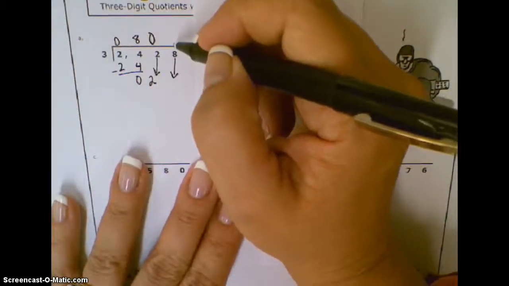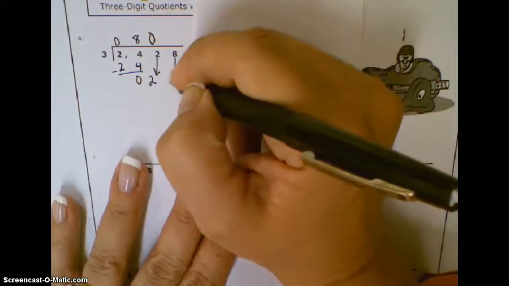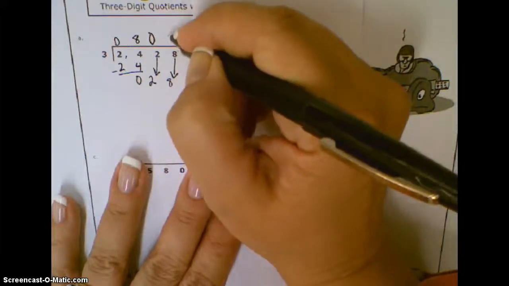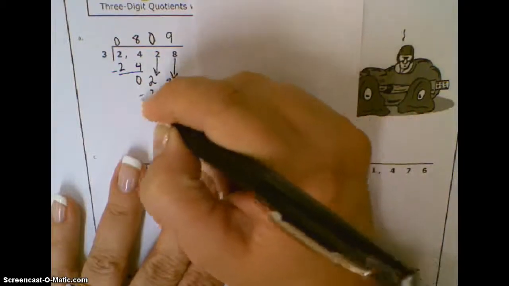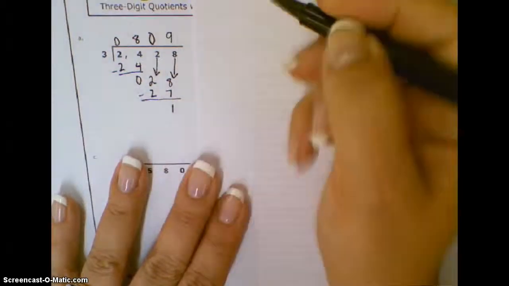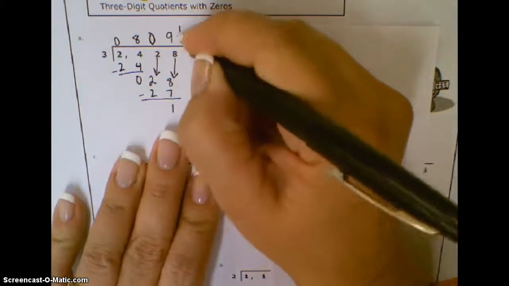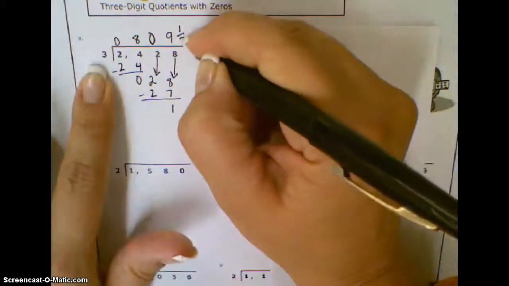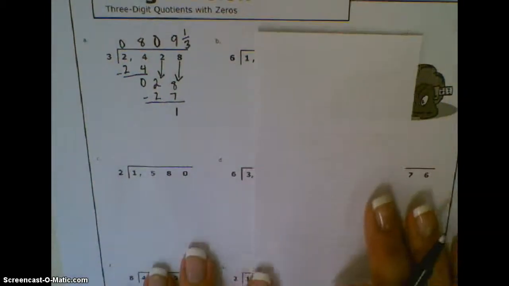3 times 8 is 24. 3 times 9 is 27. That's probably the closest I can get, is 3 times 9 at 27. I can subtract and I get a remainder of 1. And we're going to express it as a fraction, so we'll take 1 and we're going to put it over the divisor 3. So 803 and 1/3 for that one.